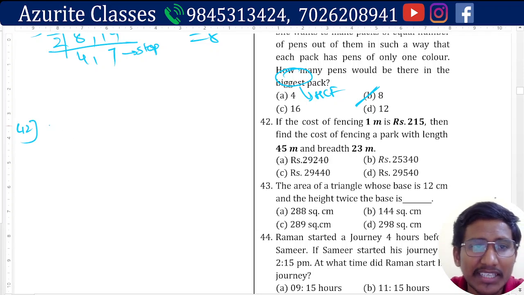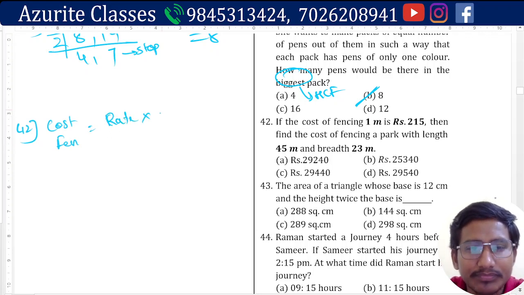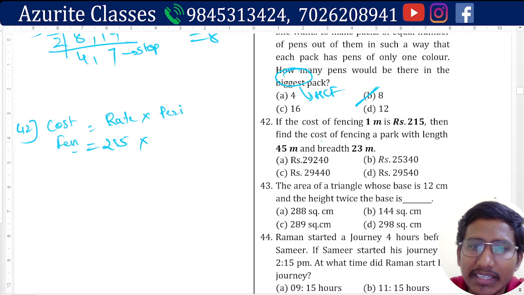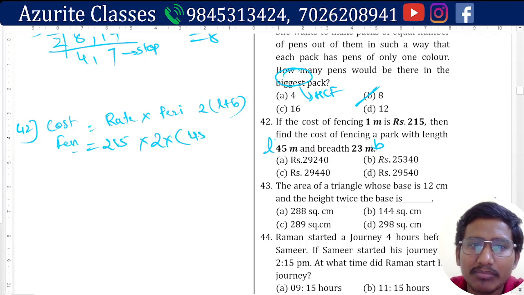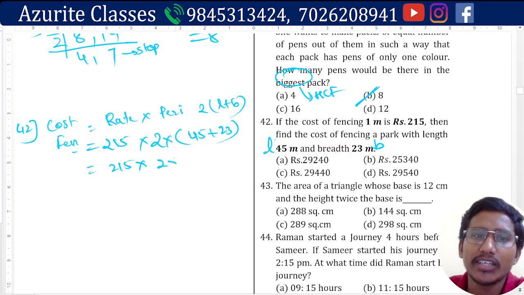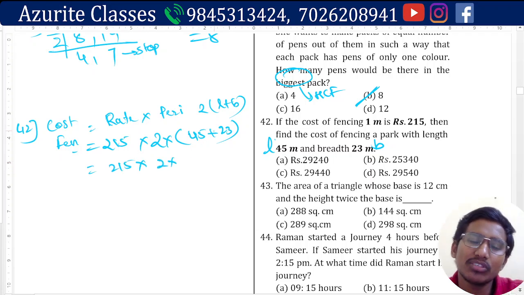So should I directly ask the cost of fencing? It is equal to rate into perimeter. The rate they have given is 215, and the perimeter of a rectangle will be 2 into length plus breadth. The length is 45 and the breadth is 23. So 2 into length plus breadth, that is 2 into 45 plus 23, and then 215 into that. How much will it be?